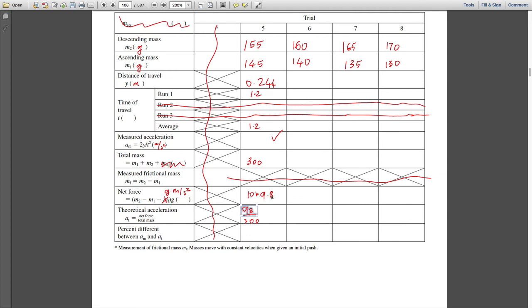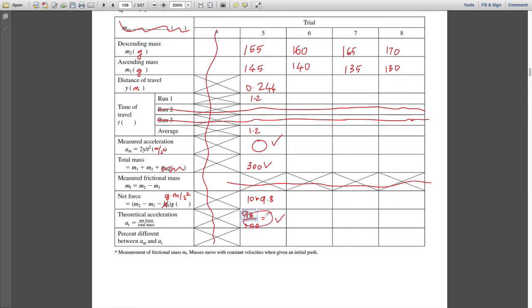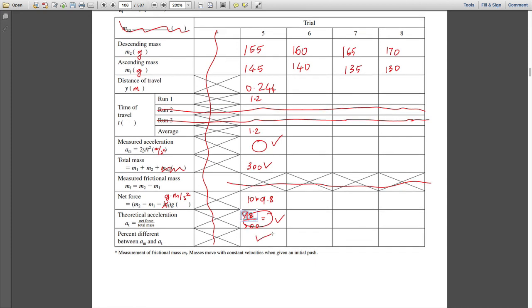10 times 9.8 is 98. So the 300 came from here. Then using that calculation, you put your value here. Then you compare this value and this value using the percent difference between the two. Remember, percent difference is calculated as one value minus the other value, divided by the average of the two. That's how you do the simulation. Very simple, but very effective.